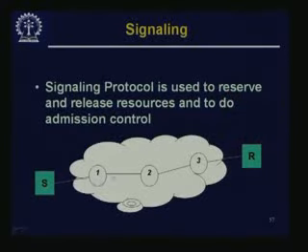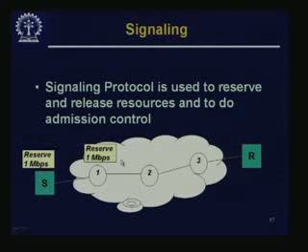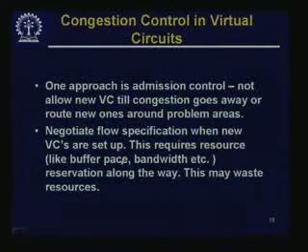Some signaling protocol is used to reserve and release resources and to do admission control. As I mentioned, RSVP etc., and diffserv, we will discuss in more detail in the next lecture. So, a reservation may be to reserve 1 Mbps. You reserve 1 Mbps, and that request goes through. So, this is the congestion control in virtual circuits.